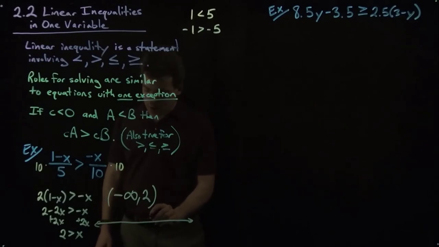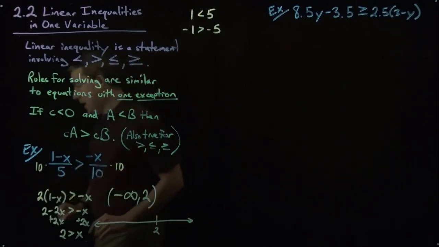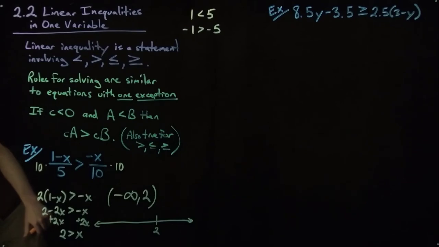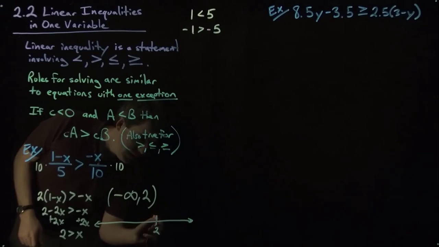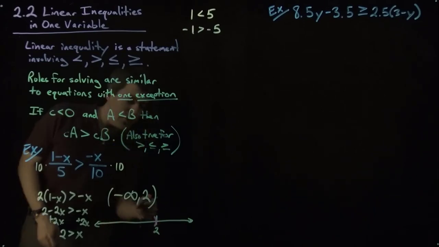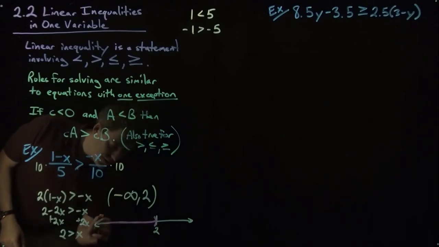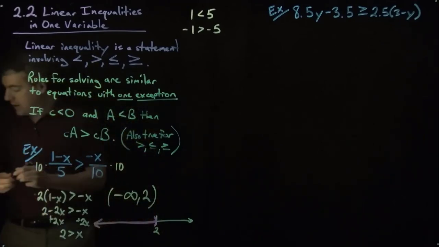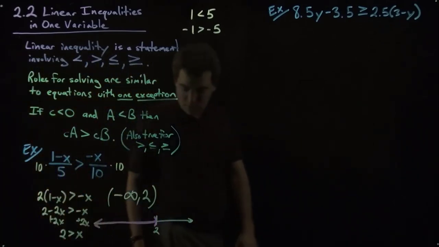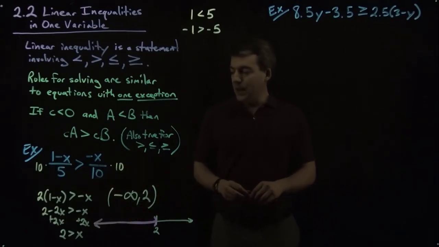So here's 2. And then we highlight the region that represents the answer. So we're going to use a parenthesis here, as we did in the interval notation, and then highlight the region that represents the solution set. That would be all the values that are less than 2. Okay, so we've solved this inequality.